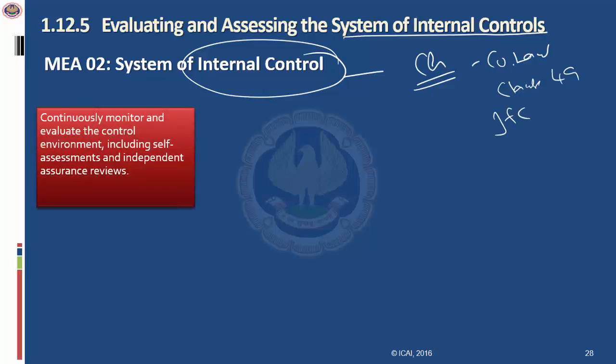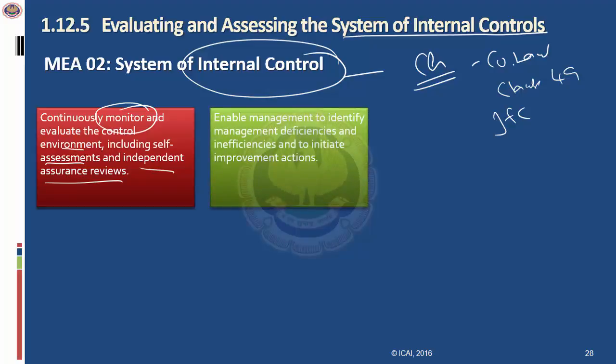So we are looking not just at the internal controls of a specific application software, we are looking at the system level: how the control mechanisms are initiated at the policy level, what the different types of internal controls applicable at the environment level are, including the independent assurance reviews which are being done. We also look at the process which the management follows to identify the deficiencies in the internal controls and what improvement actions are taken.